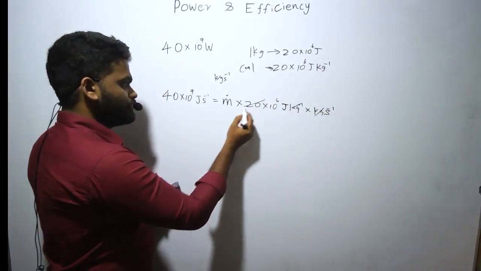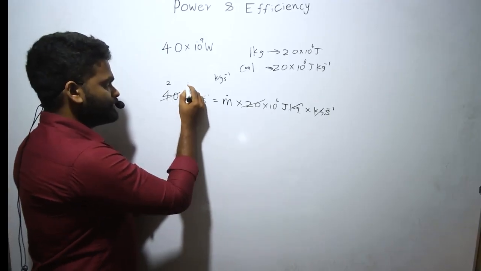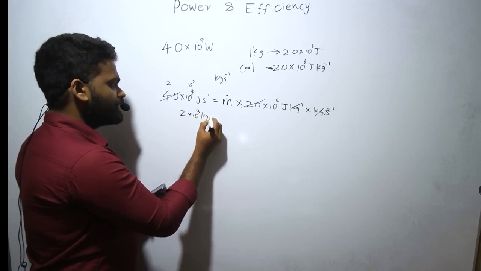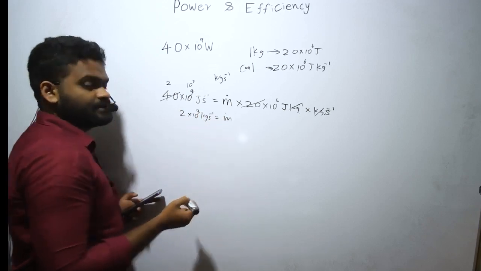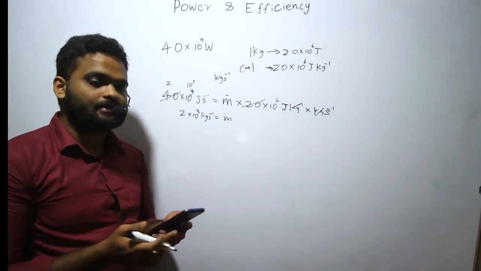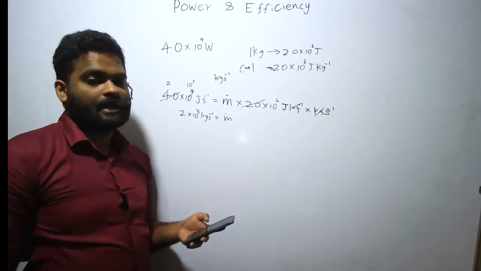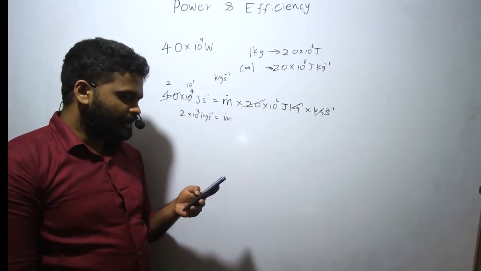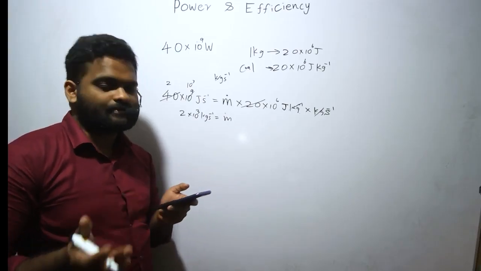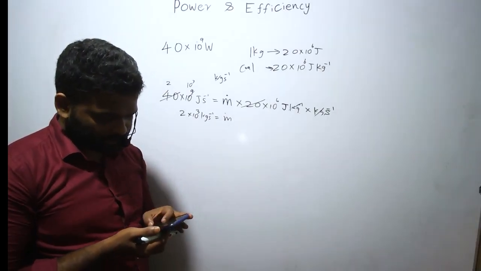So 40 giga divided by 20 mega, you get 2 times 10 to the power 3 kilograms per second. So this is m dot, 2 times 10 to the power 3 kilograms per second. That is the rate of coal required in order to generate this much energy, right? Just make sure you are getting the units correct if it seems complicated, right? So the answer should be the third one.